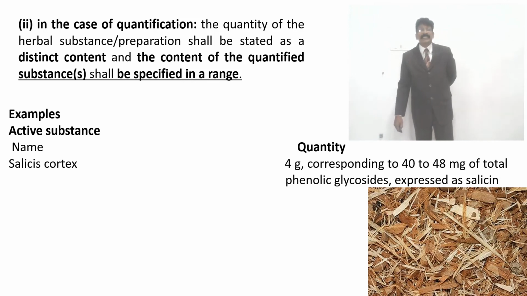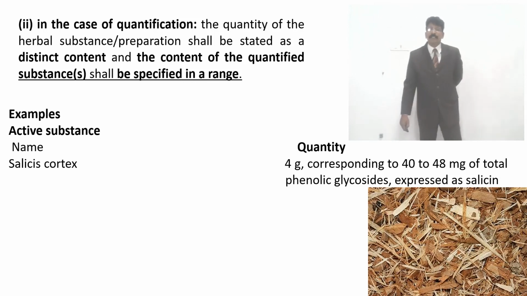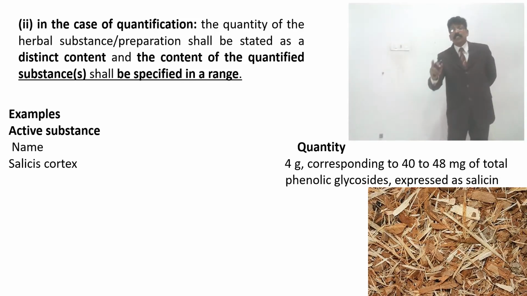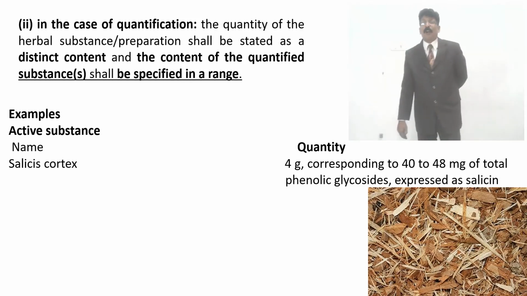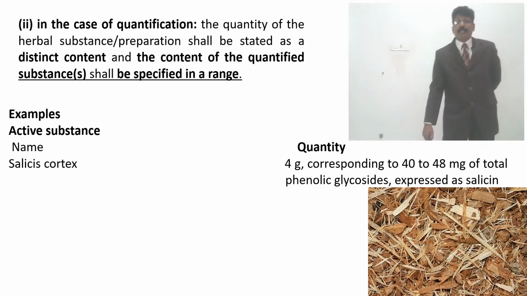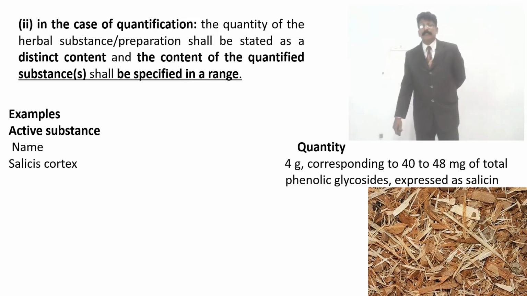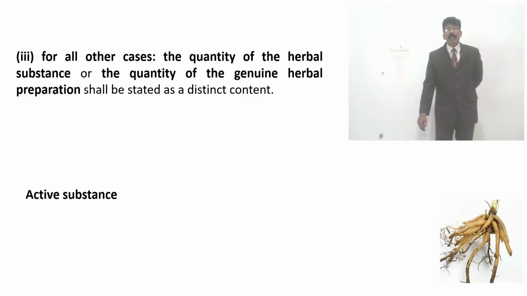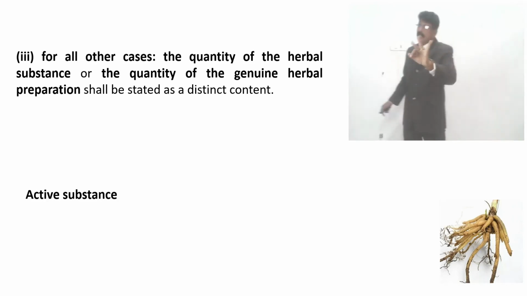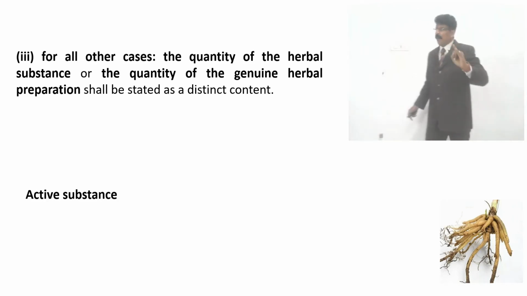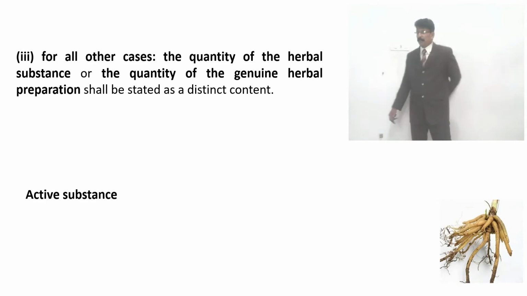Salicis cortex is an example, where we have taken 4 grams corresponding to a range of 40 to 48 milligram of total phenolic glycosides expressed as salicin. And the third one, other cases. So there are 3 types: standardized, quantified and other cases of herbal substances.